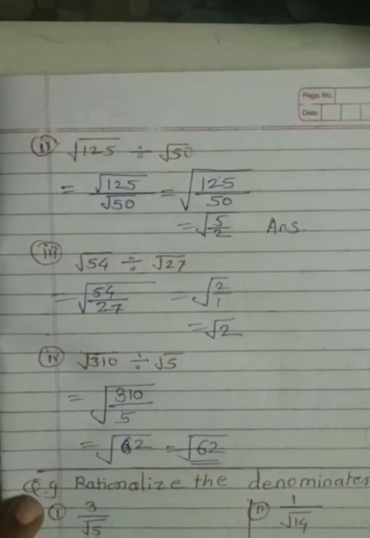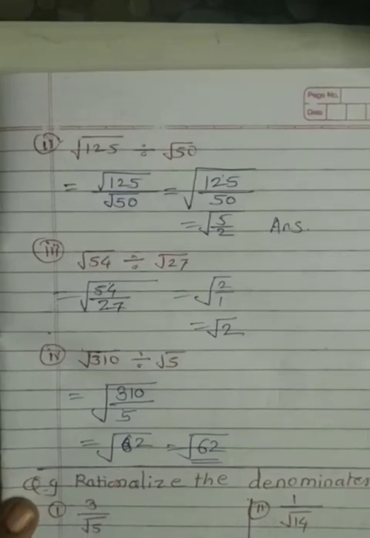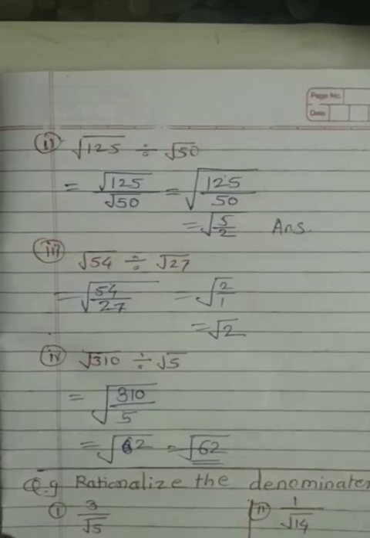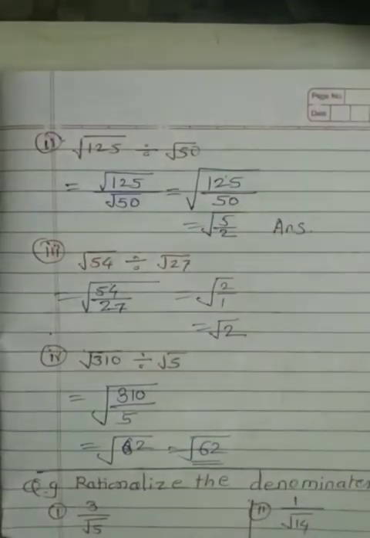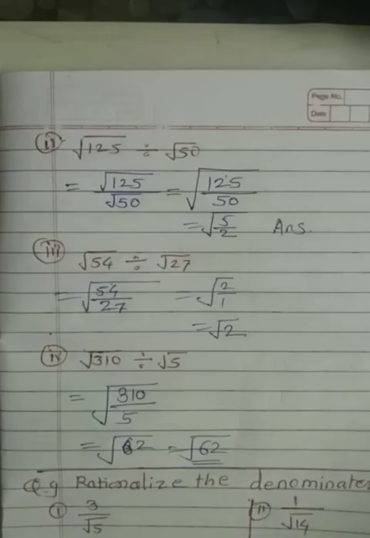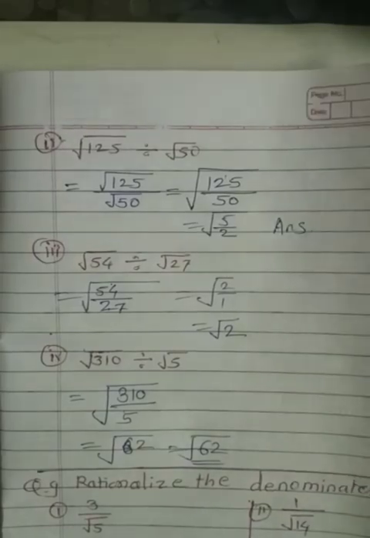Means in this way we multiply and divide when the order of both surds is same, and addition and subtraction we can do when order and radicands are same. Now the next topic, that is rationalization of denominator.